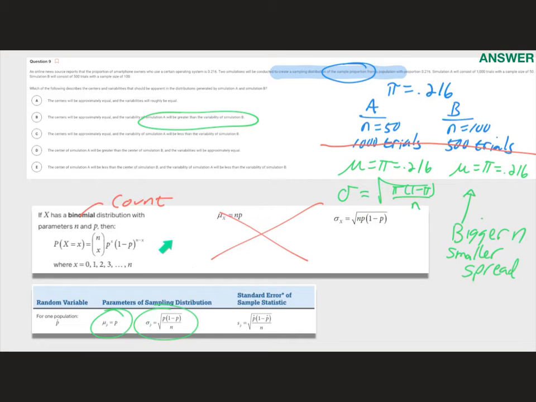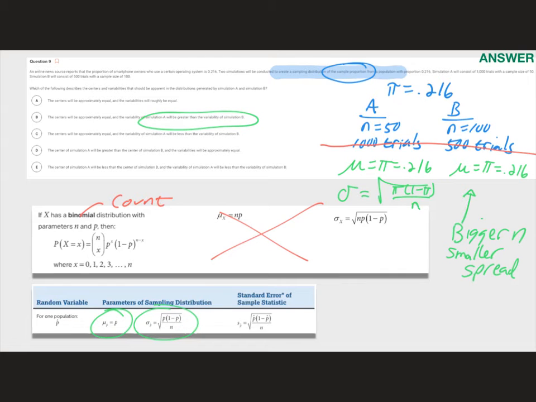When you go to the formula sheet, some people are confused by whether to use binomial or this section here. The reason why it's not binomial is because binomial tracks a count of successes. And in this case, we're talking about proportions. So we're not counting something, we're looking at the percent or the proportion of something that's correct. So we went to this section here, which says for one population, and these are proportions.